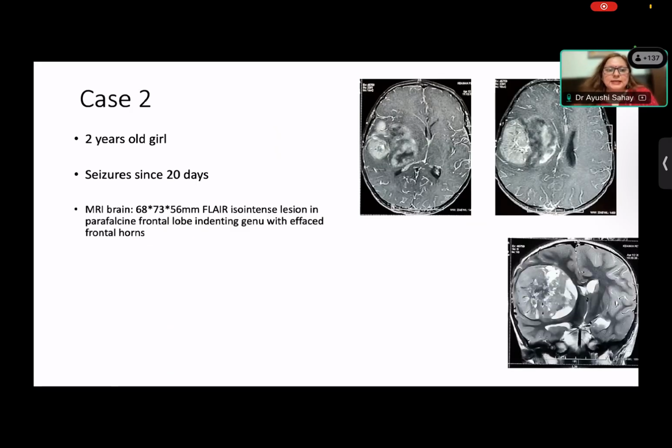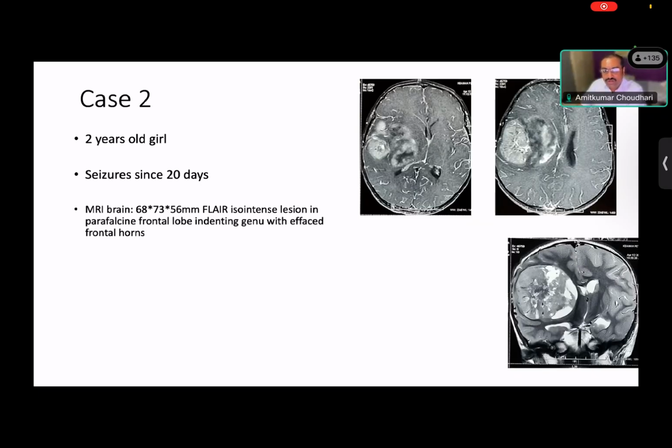Now coming to the next case, case 2, which is a 2-year-old girl with again a short history of seizures since 20 days. So the images above are post-contrast T1 fat set images, and the image below is a coronal T2 image. And what we see here is again a well-circumscribed mass which is present in the right frontotemporal insular region. It shows heterogeneous post-contrast enhancement.